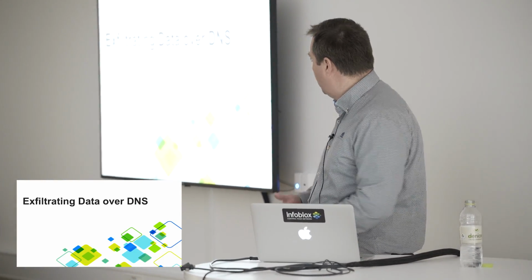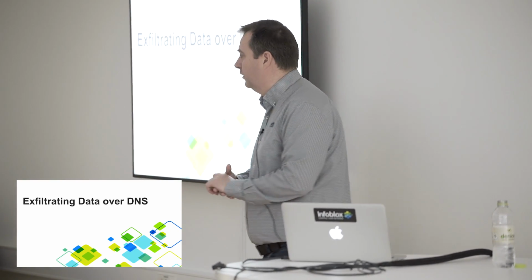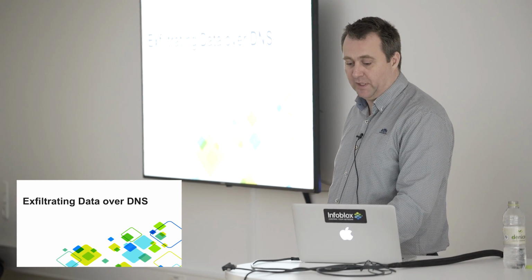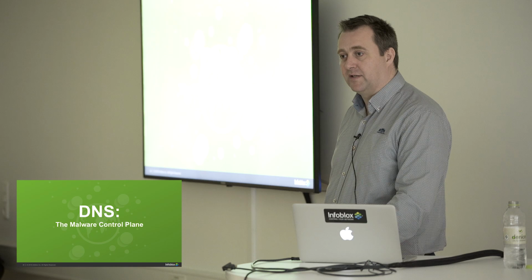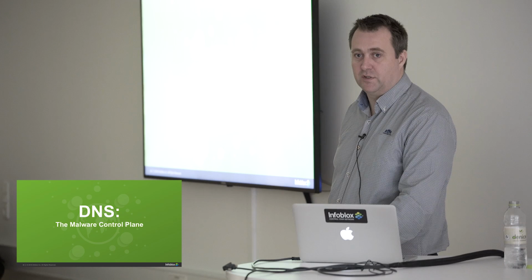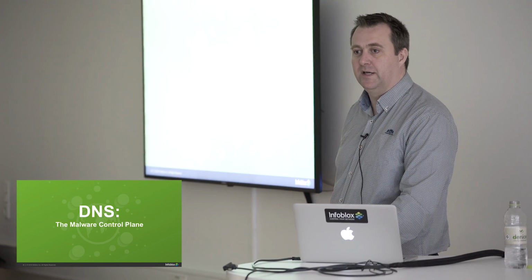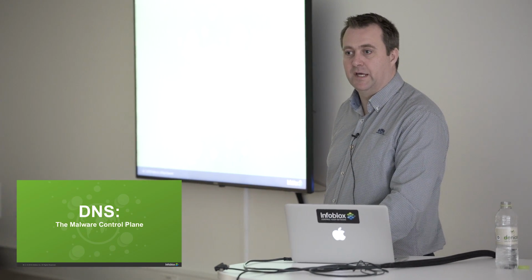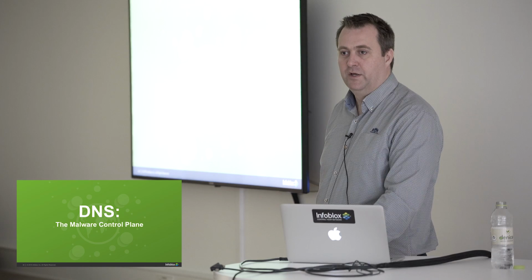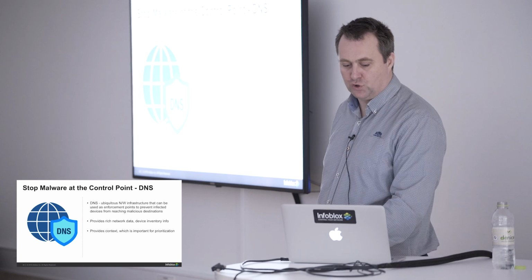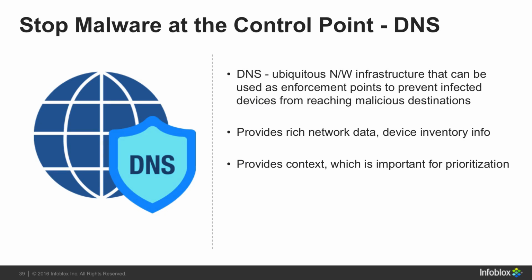So then we come to exfiltrating data over DNS, which is today a hot topic, because if you look at malware, they use DNS as the control plane. If you look at the Cisco Security Study 2016, they say that 91.4% of all malware uses DNS as a control plane. So we think as a DNS company that is where we need to stop that. Stop the malware at the control plane.